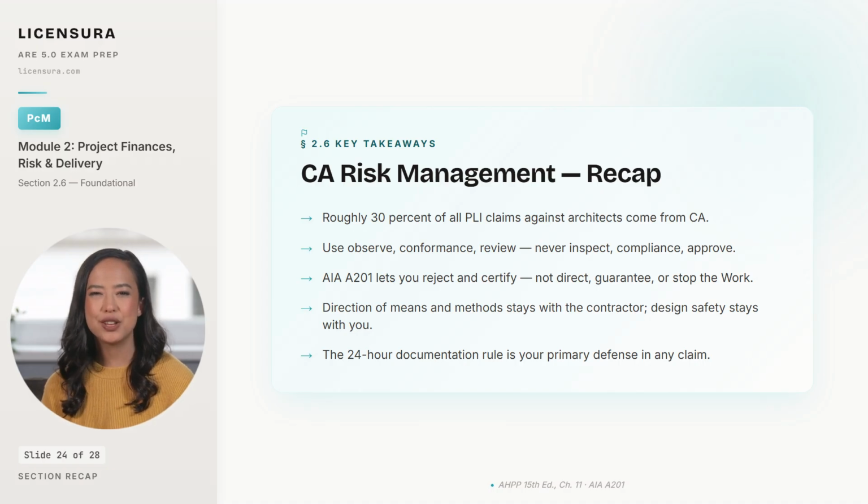And fifth, the 24-hour documentation rule. Written confirmation of every site visit, every nonconformance, every verbal direction is the single most important defensive practice in CA. Build the record every day. The record is what defends you when the claim comes.